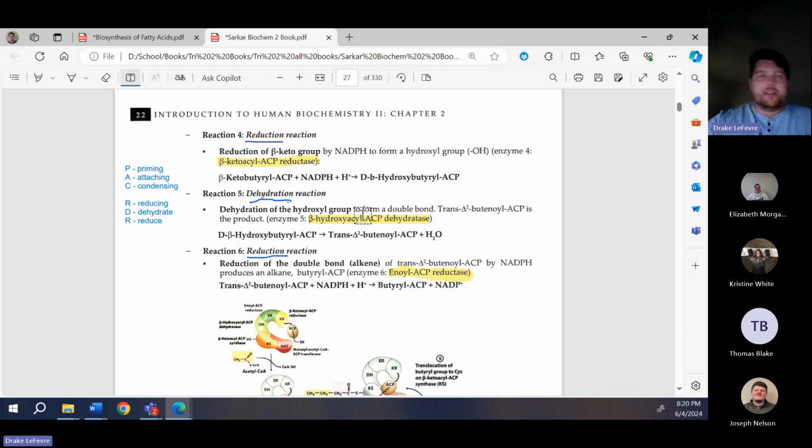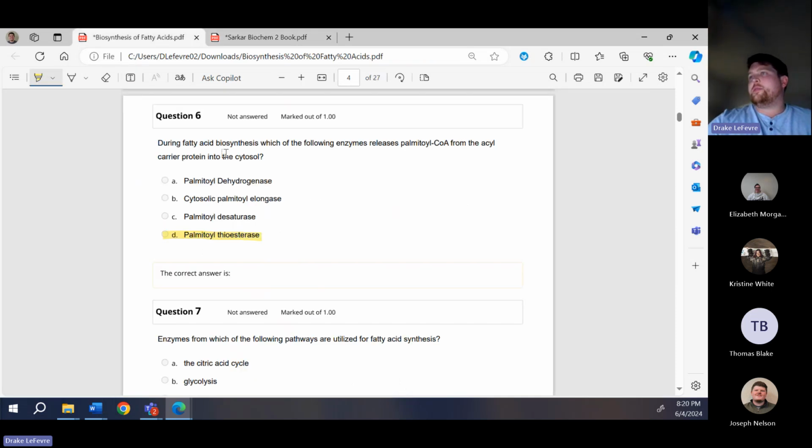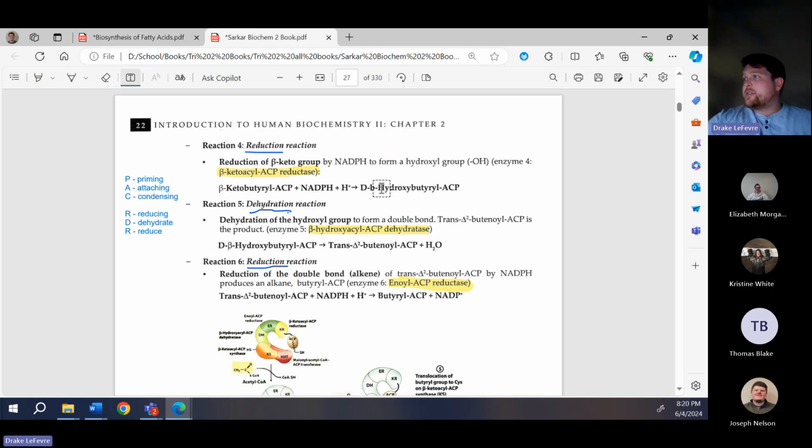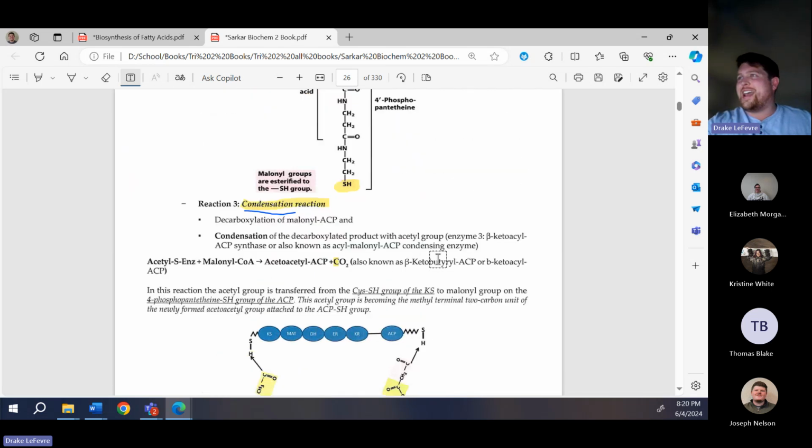Which, geez, the original question that we were trying to get to is that during the fatty acid biosynthesis, which of the following enzymes releases palmitoyl-CoA from the acyl carrier protein into the cytosol? Within this mess, is that answer to that?